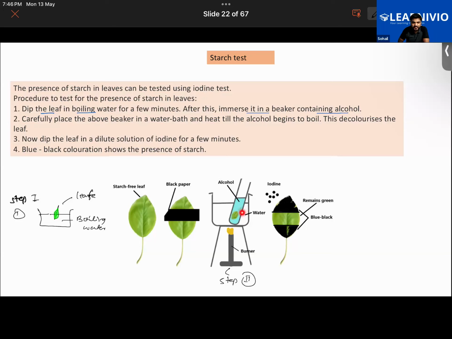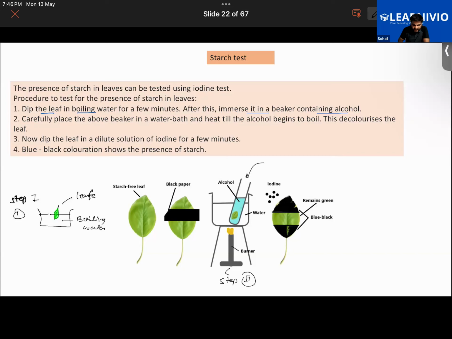Getting it or not? Let me repeat what we have done so far. You simply took some boiling water and dipped a leaf in it. You took out this leaf and put it in a test tube containing alcohol, right? And this test tube has been put in a beaker of water and the water is boiling. You will keep on boiling this water until the alcohol also starts to boil. Why are we doing this? Because doing so will decolorize the leaf. Basically, chlorophyll found in the leaf will start to dissolve in the alcohol.